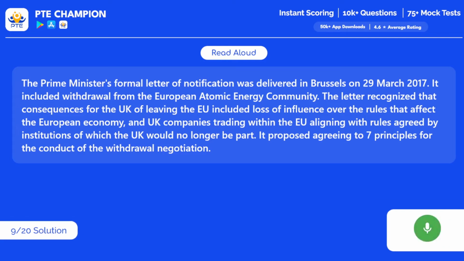The Prime Minister's formal letter of notification was delivered in Brussels on 29 March 2017. It included withdrawal from the European Atomic Energy Community. The letter recognized that consequences for the UK of leaving the EU included loss of influence over the rules that affect the European economy, and UK companies trading within the EU aligning with rules agreed by institutions of which the UK would no longer be part. It proposed agreeing to 7 principles for the conduct of the withdrawal negotiation.